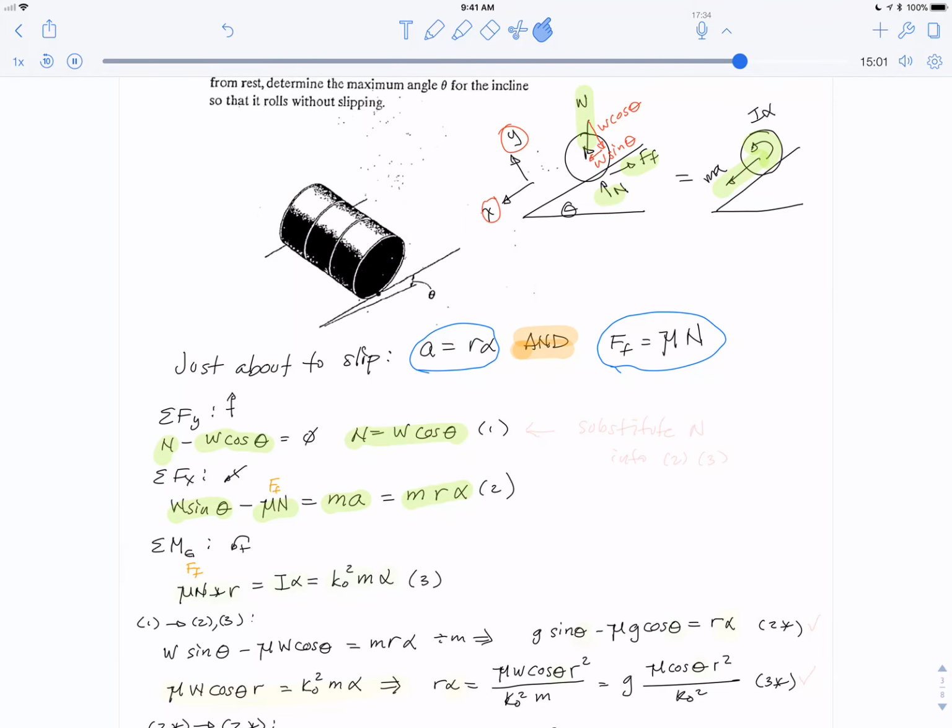And finally, we'll take moments about the center of gravity, so we don't have to deal with the weight. You have the friction force times R, but again, the friction force is mu times N, equals I alpha. It says the radius of gyration is K0, so I is K0 squared times M, times alpha. So here we are. We have three equations. All you have to do is solve for theta.